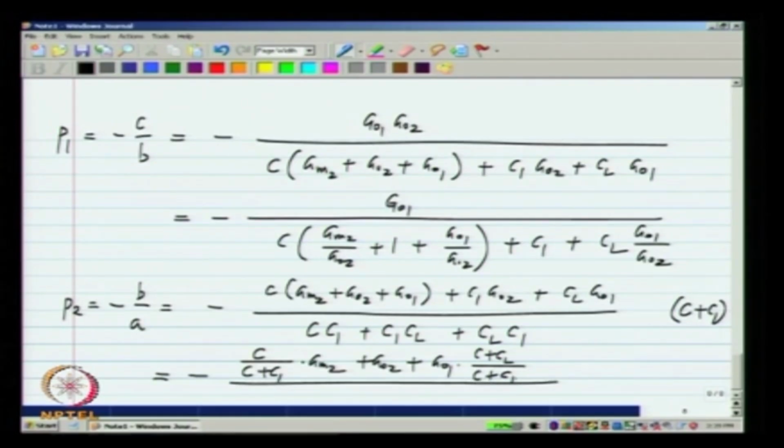And in the denominator I will have Cl plus C1 C divided by C plus C1. Again, I have made some manipulation of the expression, so that in the numerator I have a conductance and in the denominator we have a capacitance. That makes it easier to make sense out of the poles.